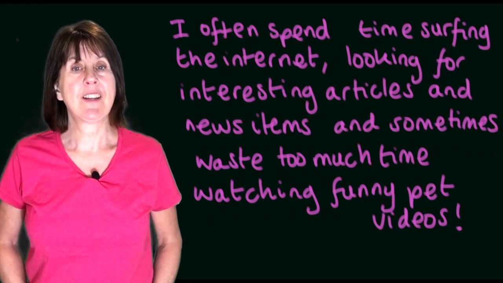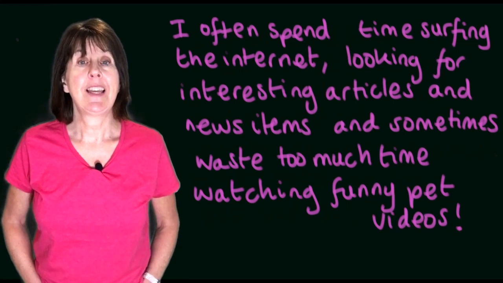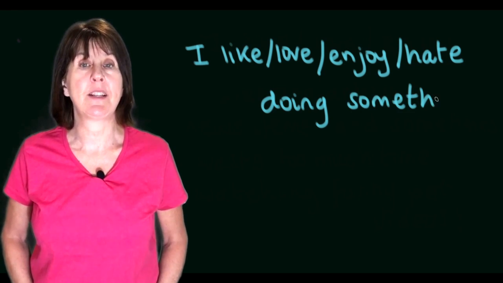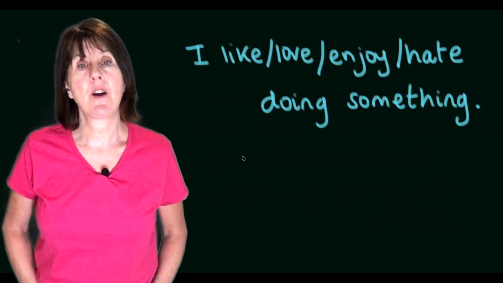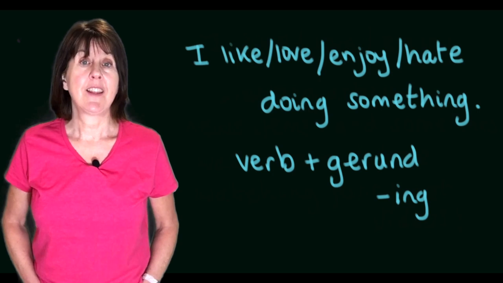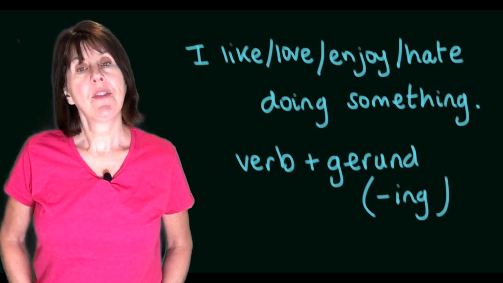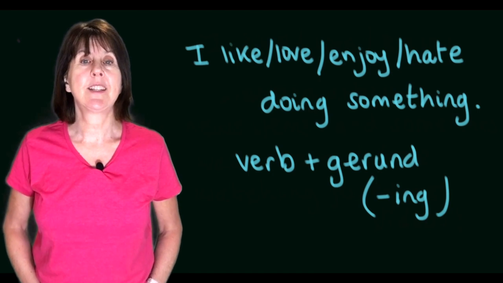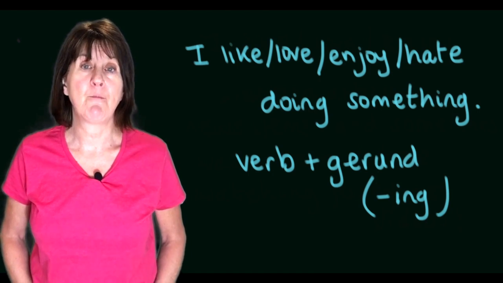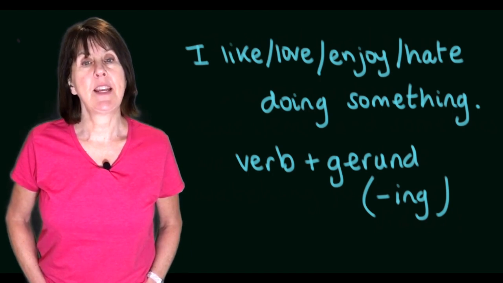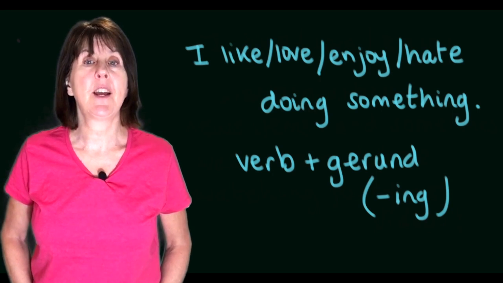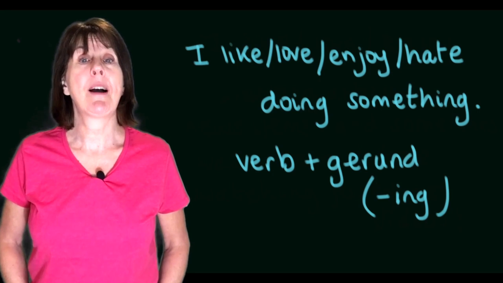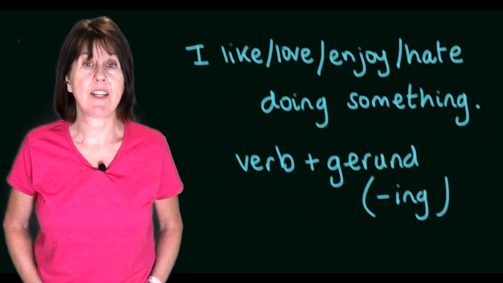So the most common way to say what you like doing is to say I like or love, enjoy or even hate doing something. Here we use the verb followed by the gerund, that is with ing. But this can get rather boring and repetitive, so some variety in saying what you like doing is advisable. As you have seen from the previous part of the video, we can use other verbs to describe how we feel about our hobbies and leisure activities.